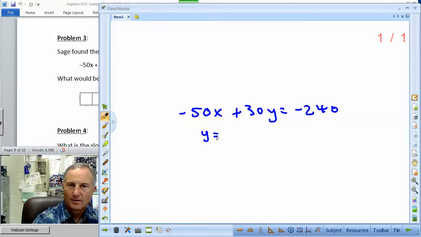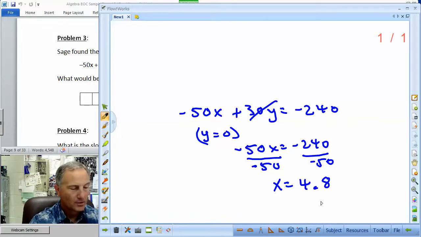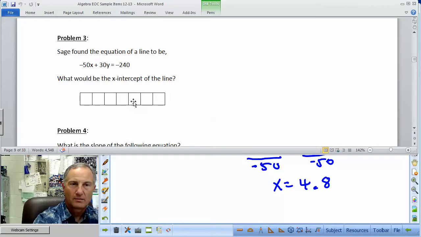So x-intercept, make y equal to 0. So that cancels that out right there. 30 times 0 is 0. So I'm left with -50x equals -240. You've got a multiplication problem here. Undo it with division. Negative over negative makes this positive. 50 goes into there 4 times with a remainder of 40 over 50. And for most of you, you're going to use your calculator, so it's 4.8. When you write that, make sure one of the decimal points is in one of the boxes. So it'll be 4.8 or 4.8. Put it on either end. Just don't put it in the middle.